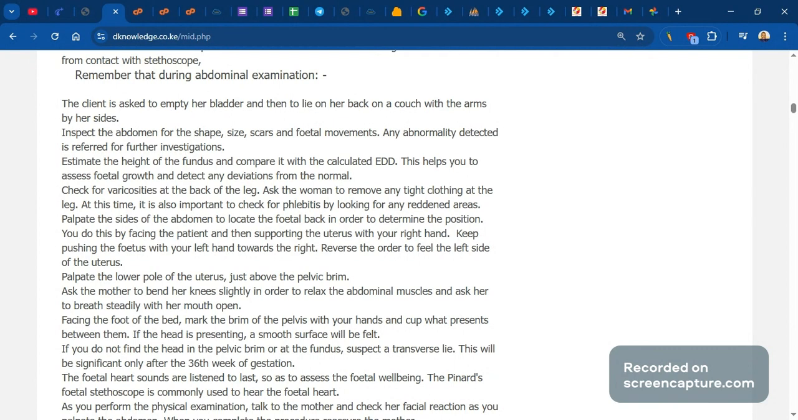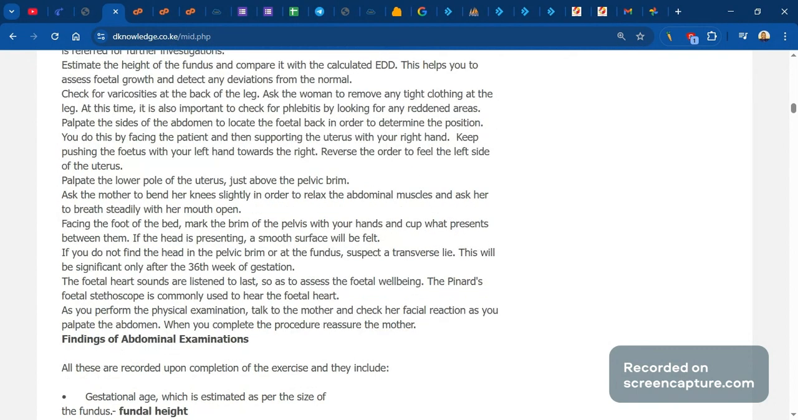So then, with that, you'll palpate the lower pole of the uterus, just above the pelvic brim. Ask the mother to bend her knees slightly in order to relax the abdominal muscles, and ask her to breathe steadily with her mouth open. Okay. Facing the foot of the bed, you need to mark the brim of the pelvis with your hands and then you feel what presents between them.